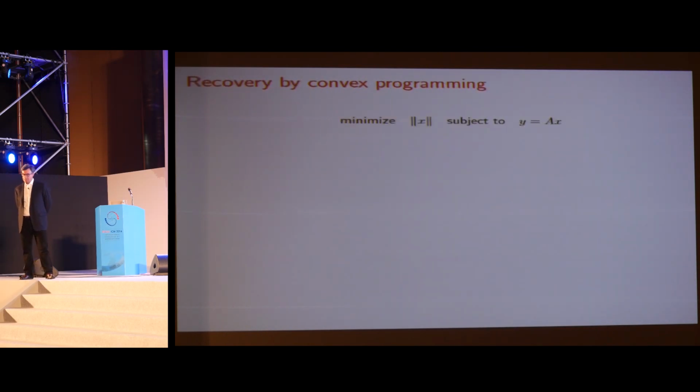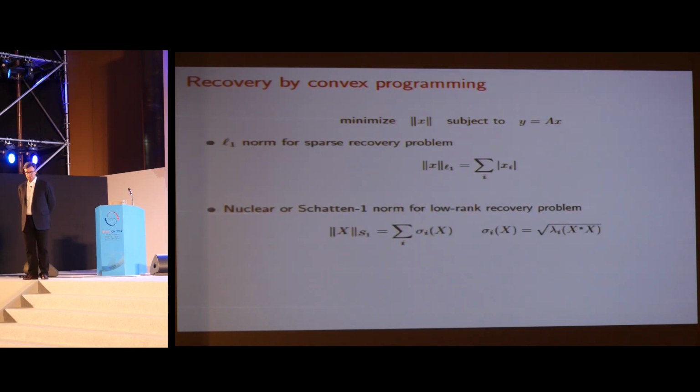So we're going to minimize norms instead. Norms are convex, so we're going to discuss convex programs which can be solved efficiently. And so for the first problem, we're going to minimize the L1 norm, which is simply the sum of the absolute values. And for the second problem, we're going to minimize the sum of the singular values, and singular values of a matrix are simply the roots of the eigenvalues of X transpose X. All right, so these are two norms, and so they're convex.